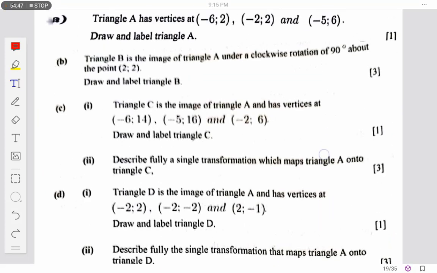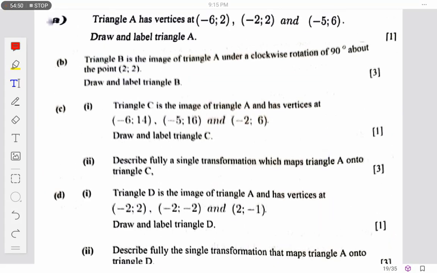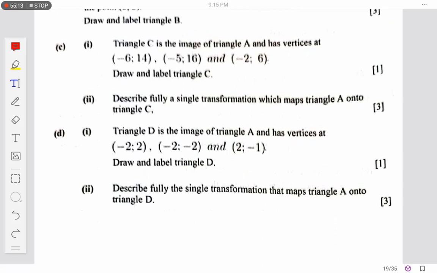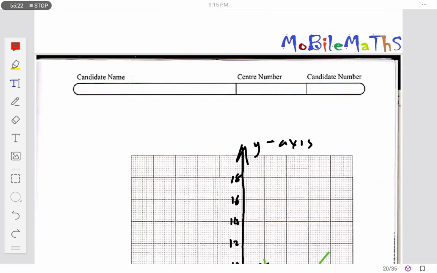So this was now 3 marks. The next question is saying triangle C is the image of triangle A and has vertices 8 and minus 6. So we've got minus 6 and 14. Then we have got minus 5 and 16. And we have got minus 2 and 6 like that. Okay. So let's draw that. Let's draw C. Then after drawing C, then they are saying describe fully a single transformation which maps triangle A onto triangle C. Let's do that.